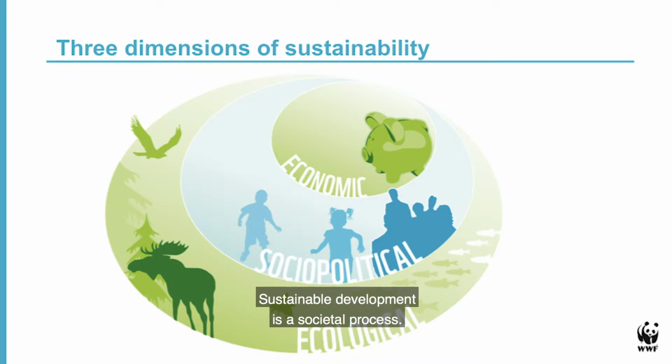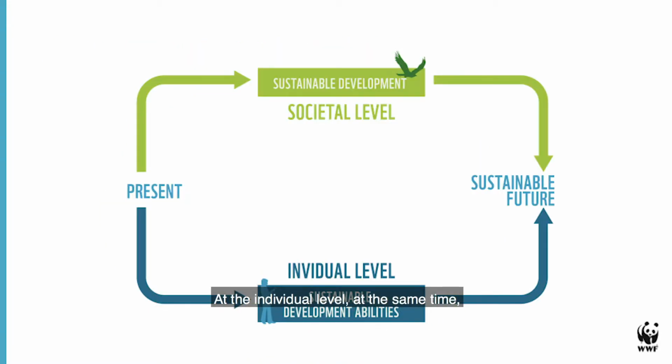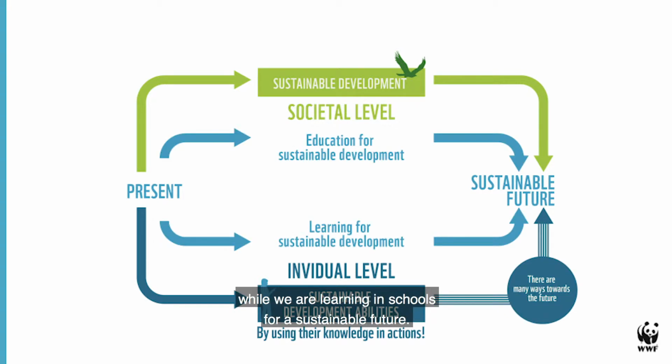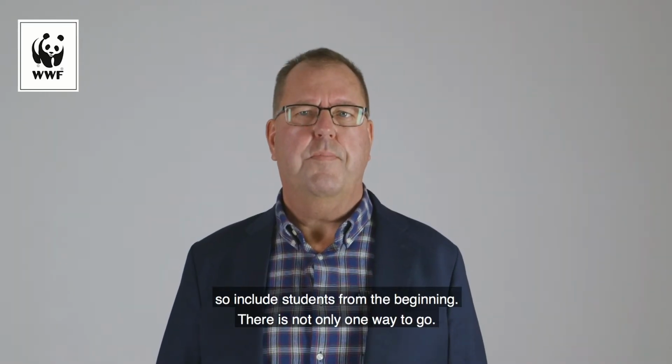Sustainable development is a societal process. It changes the society from the present towards a sustainable future. At the individual level, at the same time, we need to practice sustainable development abilities. We are educating the society towards a sustainable future while we are learning in schools for a sustainable future. We are doing this by using knowledge in action. But remember, there are many ways towards the future, so include the students from the beginning. There's not only one way to go.